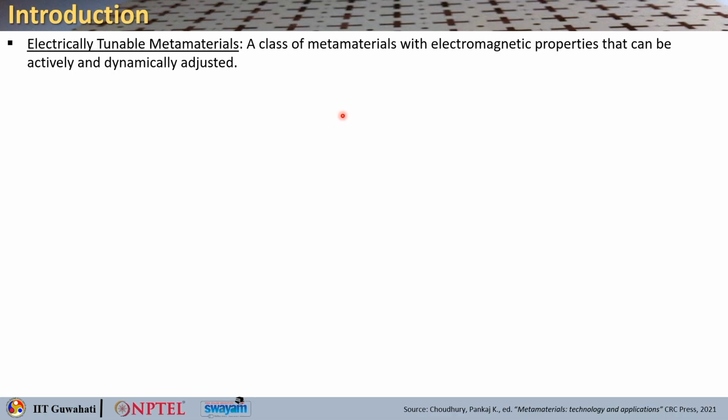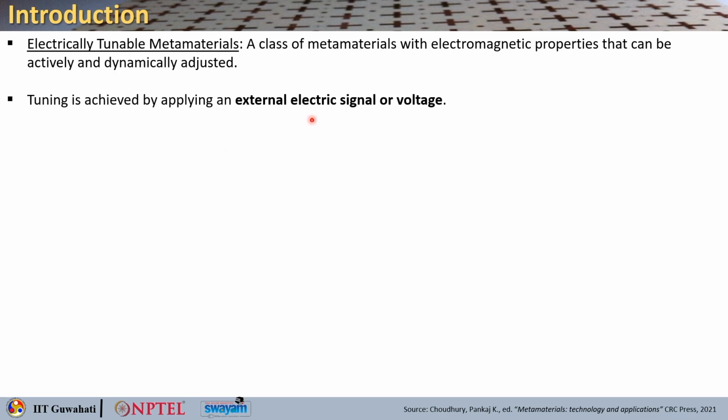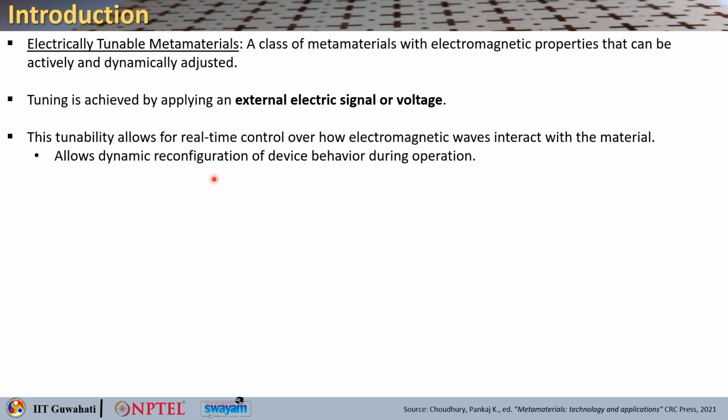So in the previous lecture we have seen magnetically tunable metamaterials. Here we will be using electric field for tuning the metamaterial properties. So the topic is electrically tunable metamaterials. These are basically a class of metamaterials whose electromagnetic properties can be actively or dynamically adjusted by changing some external electric signal or voltage bias. Now this tunability will allow for real-time control over how the electromagnetic wave interacts with the material.